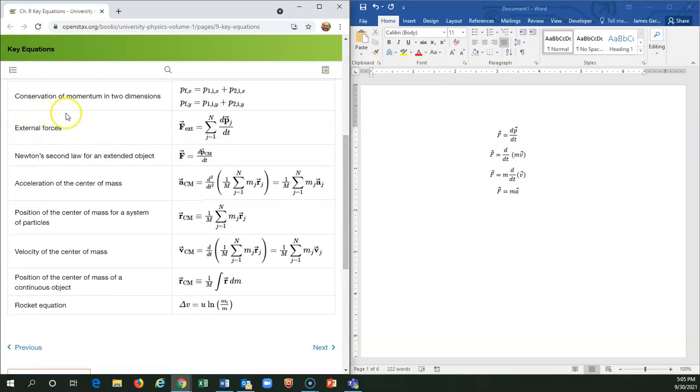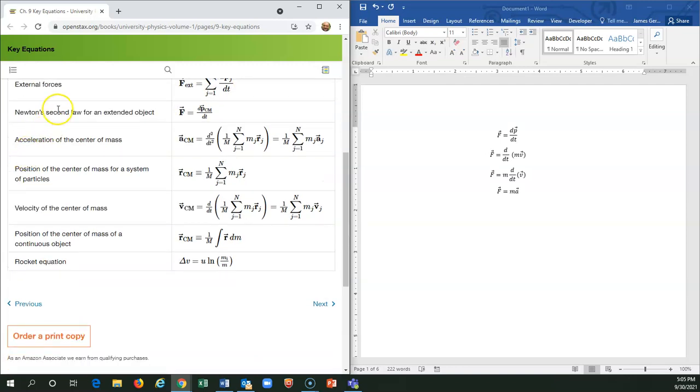And then total external forces equal all the changes in momentum for all different particles. If you've got a collection of n particles, numbered 1 through n, you can get the net external force from their change in momentum. If it's an extended object, and by extended object we just mean something that has some volume, then you're talking about the momentum of the center of mass. And so the force acting on it is just the change of momentum of the center of mass.